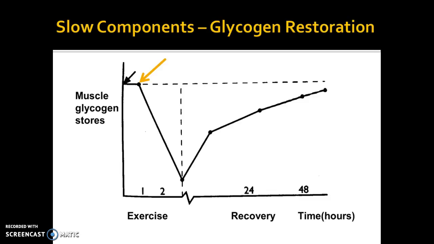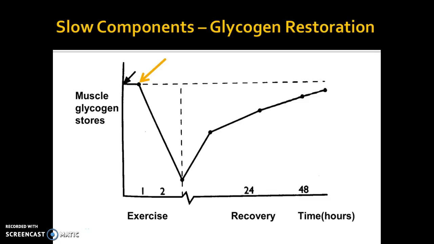Short duration, high intensity. The recovery time for glycogen to be completely restored after a short duration, high intensity exercise like a 100-meter sprint would be about 2 hours. However, after a prolonged low intensity aerobic exercise like a marathon, it could take up to 2 days to completely restore the muscle's glycogen stores.